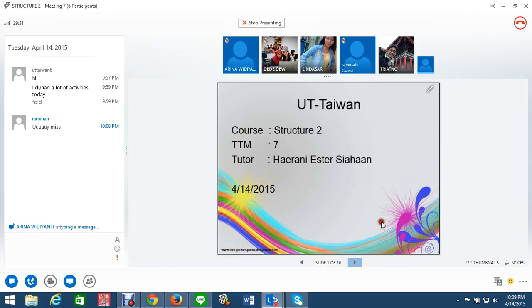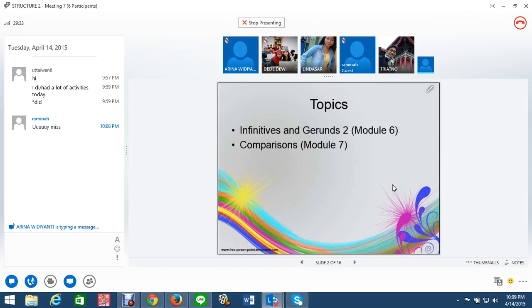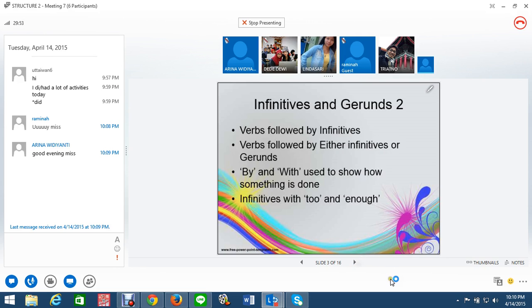Okay, now we are going to discuss infinitives and comparisons. Actually, we have discussed infinitives and gerunds in module 5, but now we are going to discuss infinitives and gerunds again in module 6. So just open your module 6, you can see that.